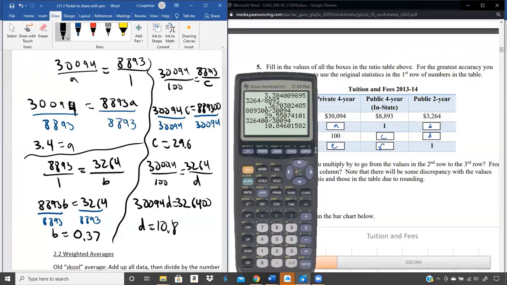Well, I hope so. If 100% is the private school, 29.6% is ODU, 10.8% is TCC. So TCC costs 10.8% as much as a private school. Again, if those were the actual numbers, which are not, these are averages. E and F, very similar.